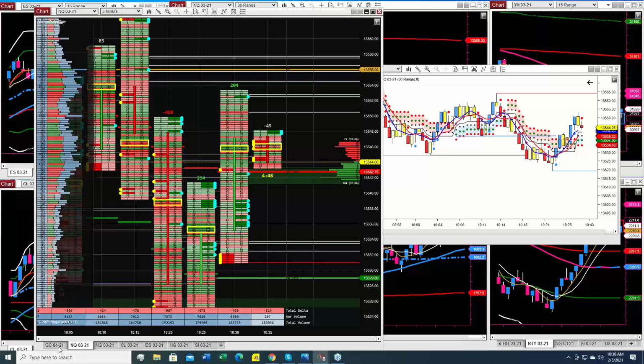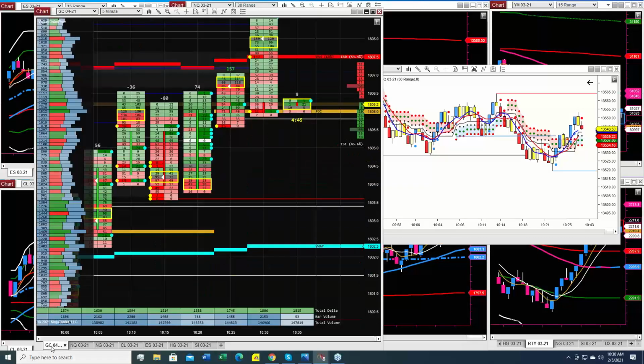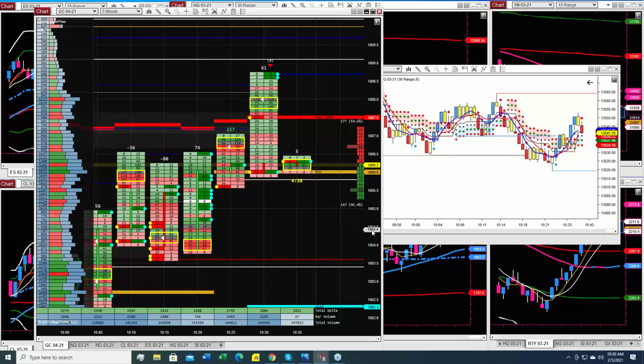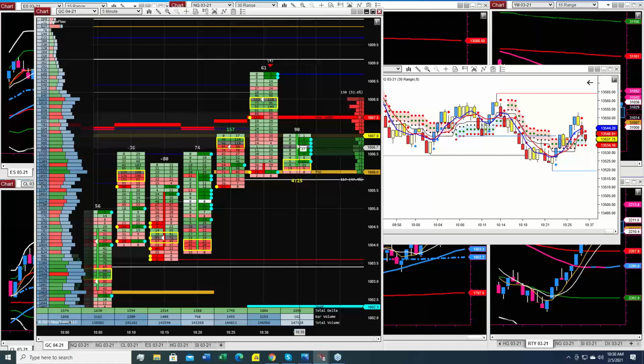NASDAQ is just being a tough little guy. This again, I still think this is going to come down. Gold I'd like to see pull back. We do have block seller here. 39 and 23 contracts were sold. And the previous candle, we got a block seller, 23 contracts. Now you've got block buyer right here at 37.